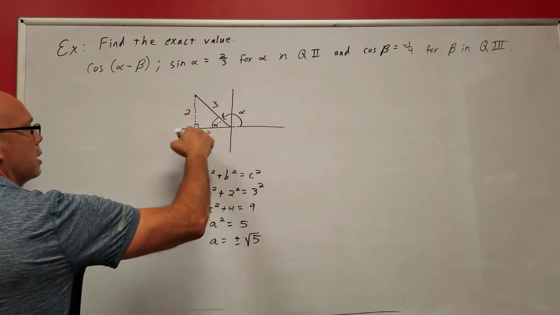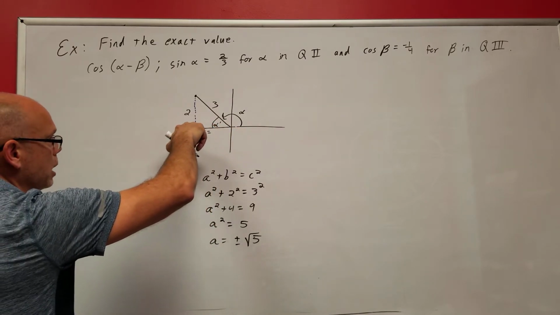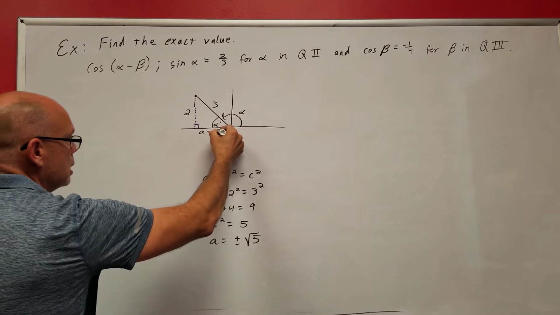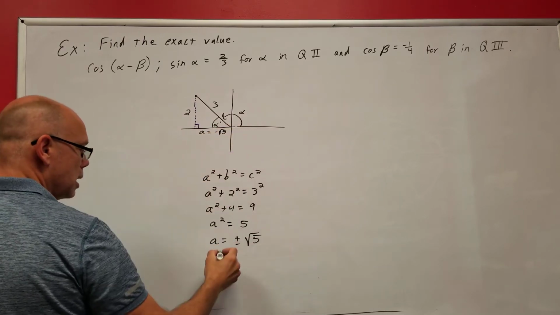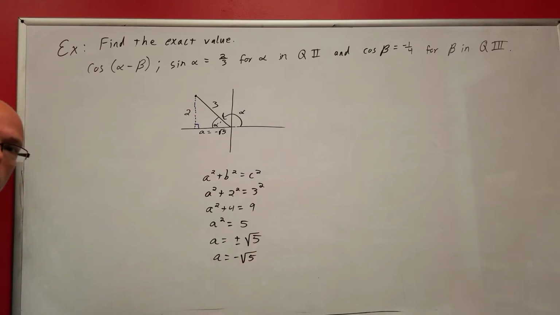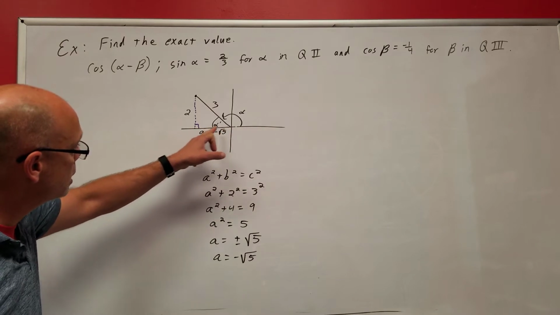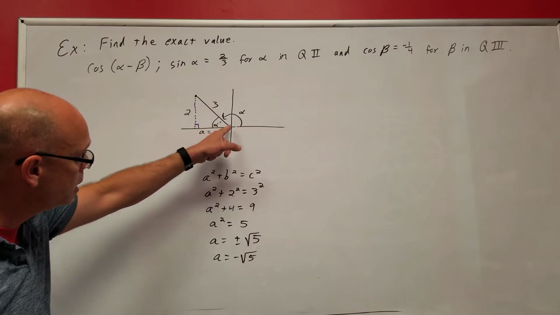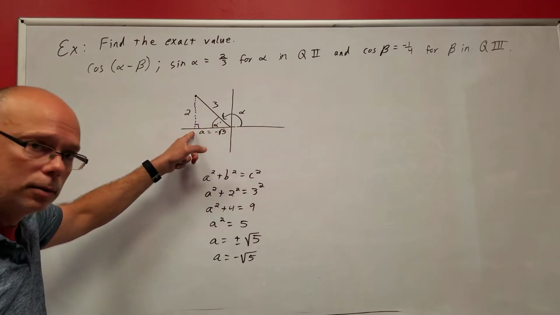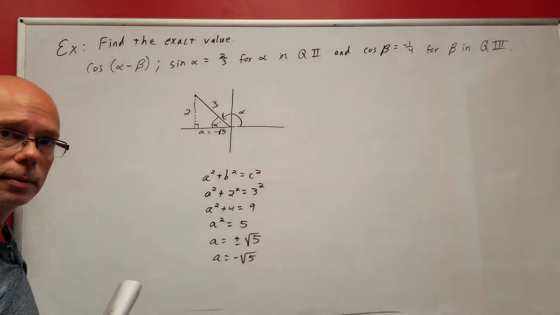So what is a going to be? A is going to be basically like my x value here. So I'm going to say it's the negative square root of 5. I'm going to say a is negative square root of 5. Now, technically, a triangle can't have a negative length for a side. But I'm looking at a as how much the x is displaced, like if I were to go this far. In other words, what is my x coordinate up here?